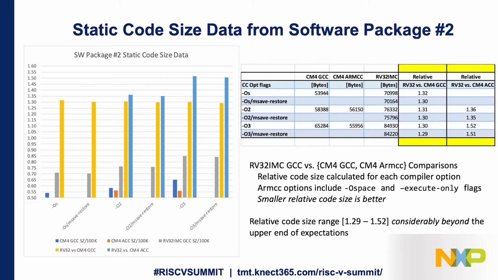And then we've got the two highlighted columns that are showing relative code size, GCC to GCC, which is the one on the left, and then on the right it's the ARM CC versus GCC for the RISC-V. So here the code size growth was considerably larger than we expected. I should mention also that for the ARM compiler, we used the O-space optimization and an execute-only flag.